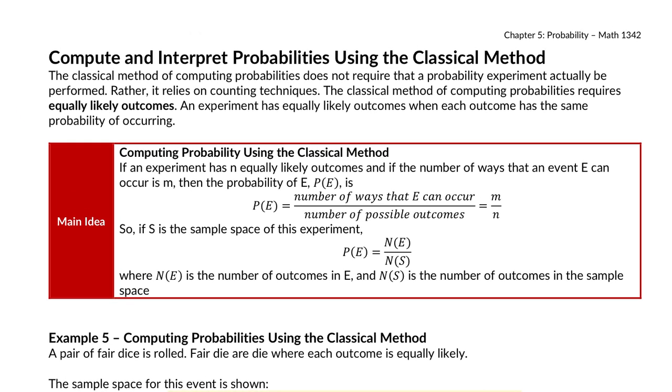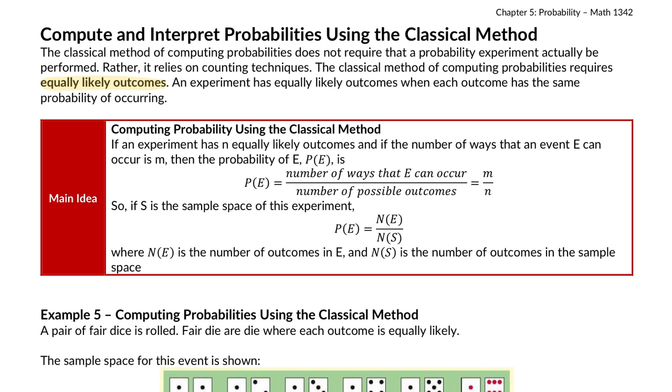We can also compute and interpret probabilities using the classical method, which is probably what you are more used to seeing when it comes to probability. This comes from observing events that have equally likely outcomes, meaning you're not using a loaded dice, you're not stacking the cards, you really are shuffling them. Those sorts of things have an equally likely outcome.